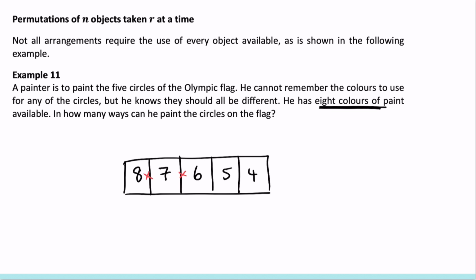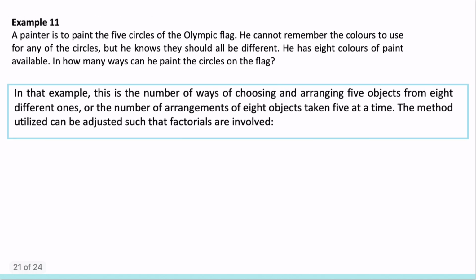So what we can do though is multiply each one of these because it is in a successive stage. So go ahead and type that into your calculator while I type it into mine. That will equal 6,720 different ways.